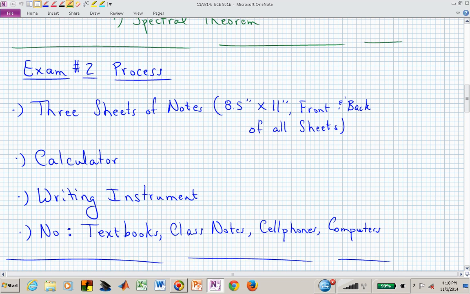Is that clear? It does build. The class builds on itself. We've now laid the foundation in chapters 1 and 3. Chapter 4 is polynomials. Now we move into 5 and some of 6. Chapters 5 and some of 6 are what we will focus on for exam number 2 material. Does that answer your question? Is that clear?